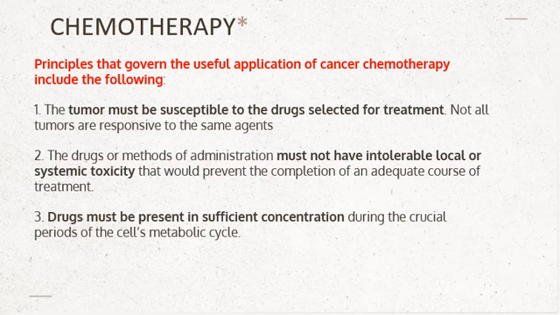So third, the drugs must be present in sufficient concentration. So dapat sufficient yung concentration ng chemo drugs in order for that drug to be able to inhibit a certain period of the cell cycle of division. So para ma-inhibit yung division ng cells natin. So dapat sufficient yung concentration ng chemo drug.